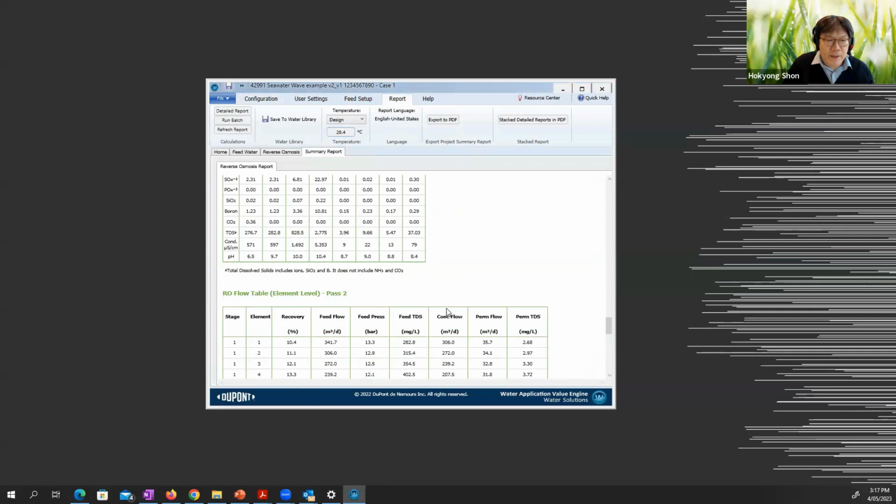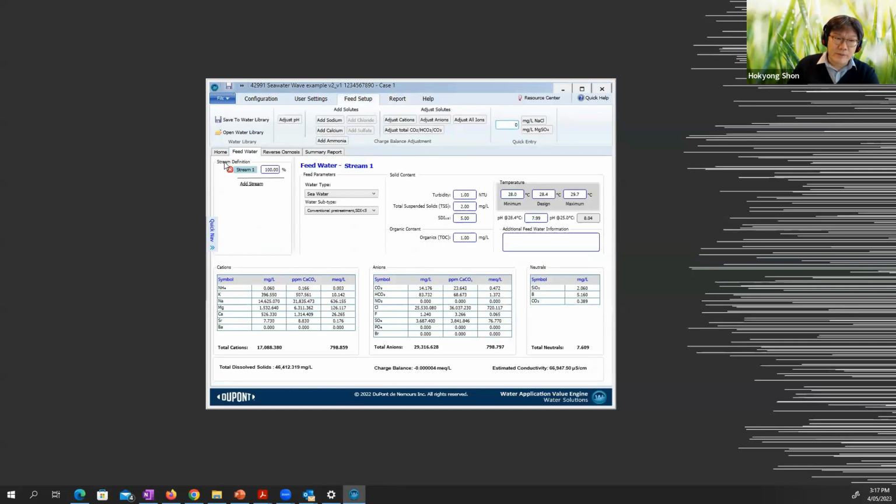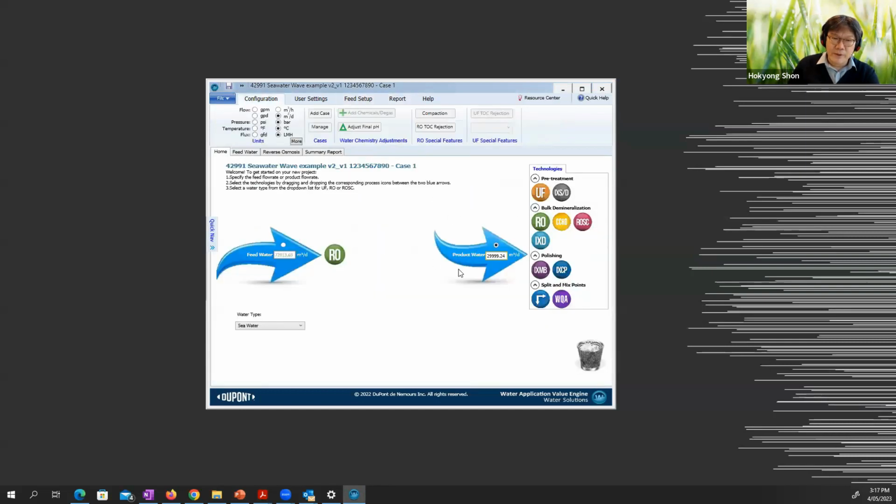So from this example file, you can change it slightly from your information in the assignment tree, and then you can change your design parameters. Then ultrafiltration you can incorporate in the system. You can change some of your design if you like, but I don't want to go too much. At least the RO you can handle from this program. That's the main objective of this software.